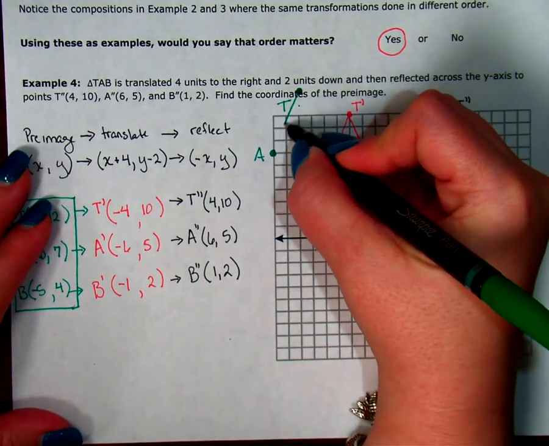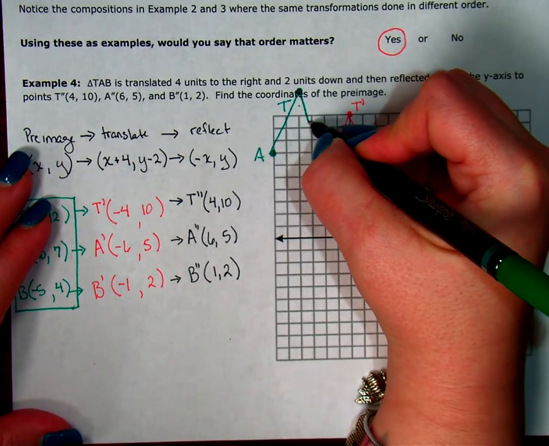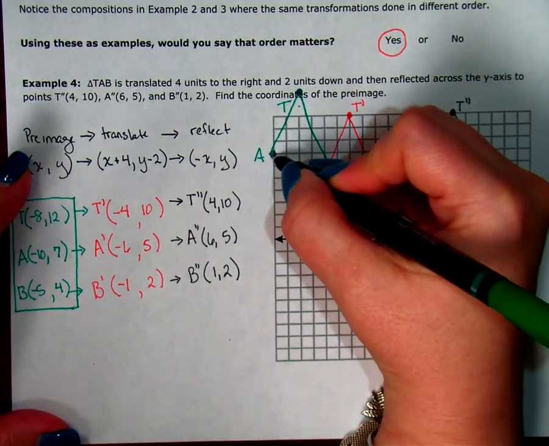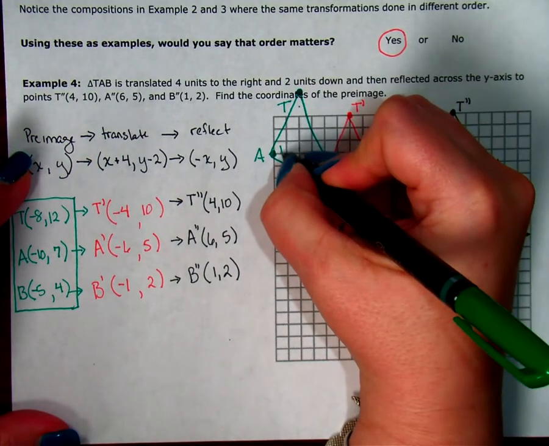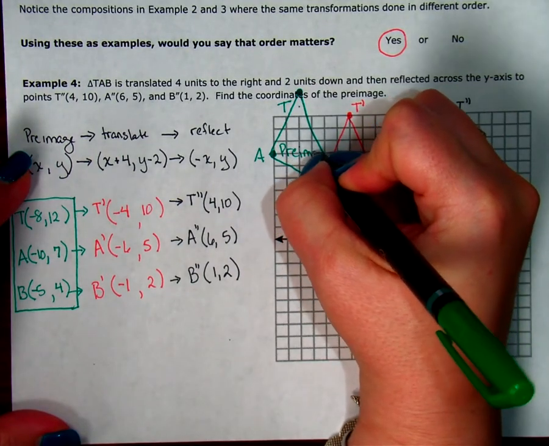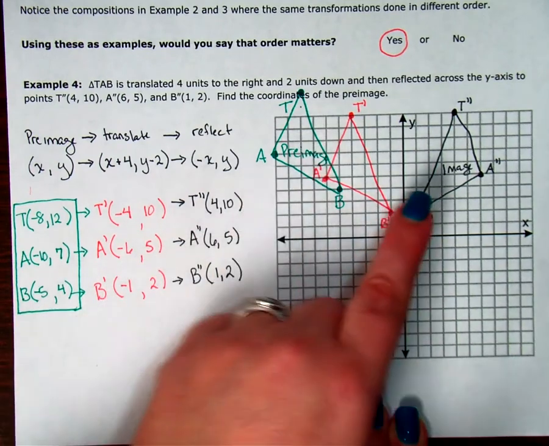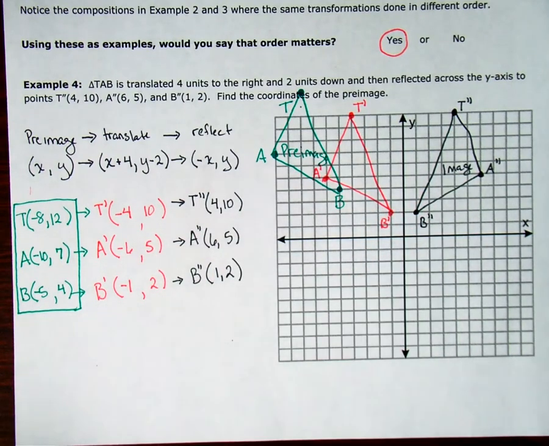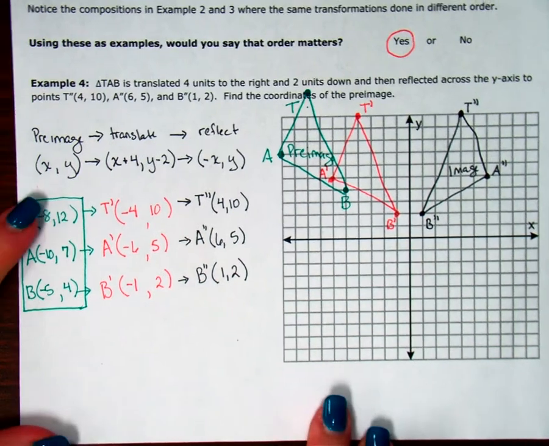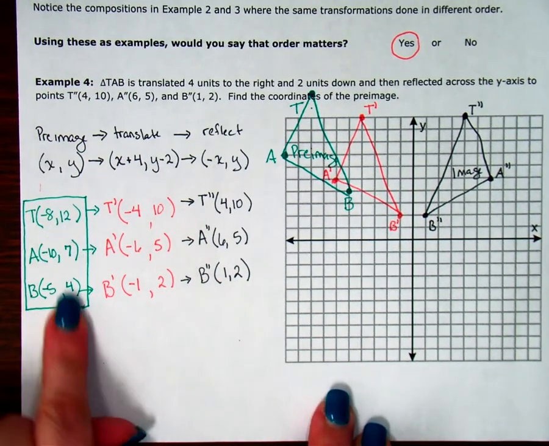So here is what my pre-image looked like, so that when I applied this translation and this reflection, I ended up with these points as my image. So here is us working backwards to find our pre-image points.